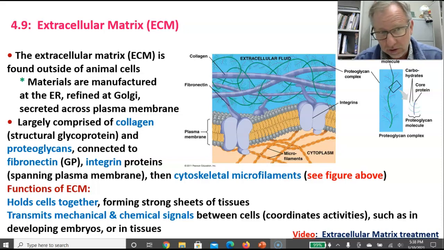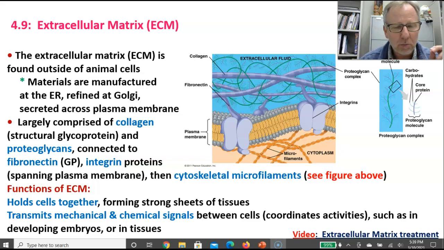Now, these materials, like everything in a cell, are made inside the cell. So these materials, proteins and carbohydrates, are made at the endoplasmic reticulum. They are sent to the Golgi complex where they're refined and modified, then sent to the plasma membrane in transport vesicles along those microtubules, and then secreted and released to the outside and assembled into the extracellular matrix.